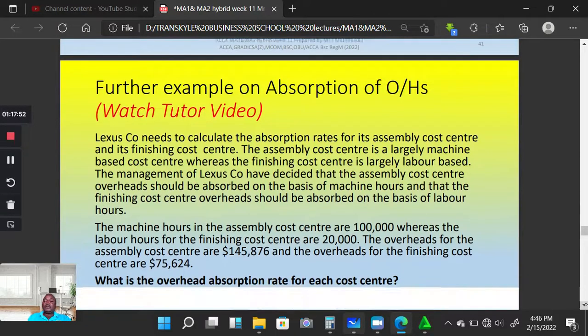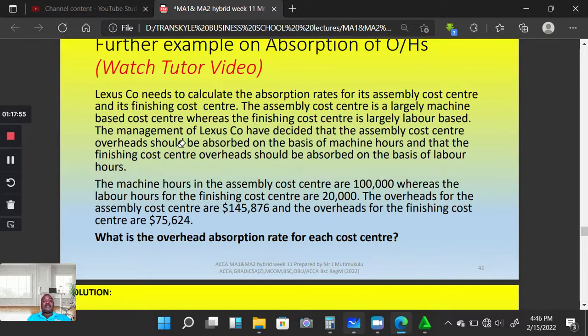Let's move on to this one. Lexisco needs to calculate the absorption rate for its assembly cost center and its finishing cost center. The assembly cost center is a largely machine based cost center, whereas the finishing cost center is largely labor based. The management of Lexisco have decided that the assembly cost center overheads should be absorbed on the basis of machine hours, and that the finishing cost center overheads should be absorbed on the basis of labor hours.